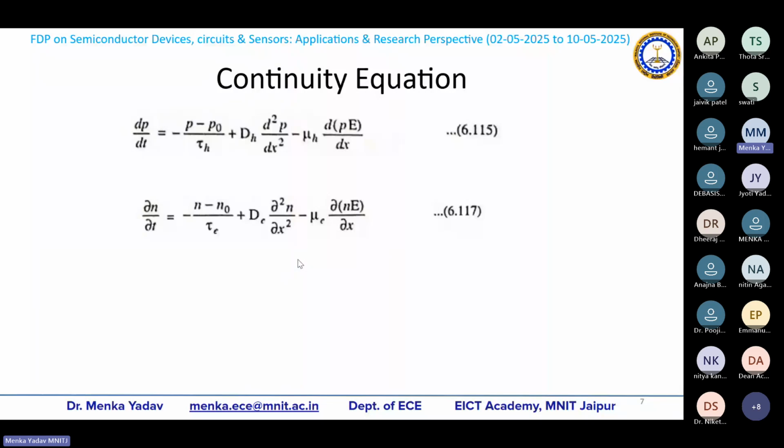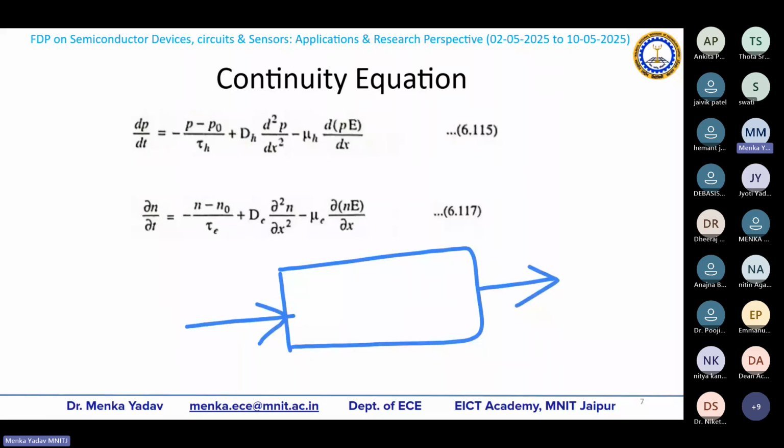So another thing is the continuity equation. The continuity equation comes from the conservation of charge. Let's say you have a box. Whatever charge is going to enter, the same amount of charge is going to exit after a particular time, because it needs some time to travel. So incoming charge is equal to outgoing charge. That's the continuity equation.